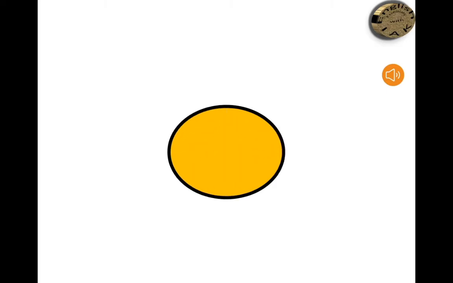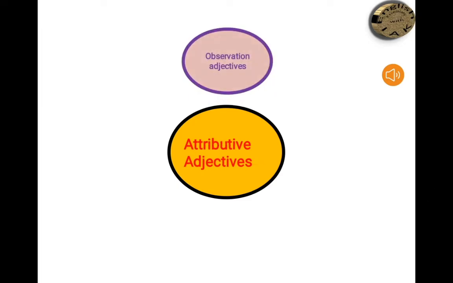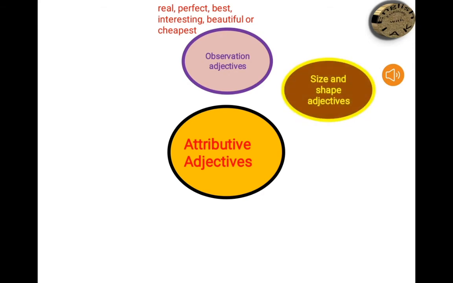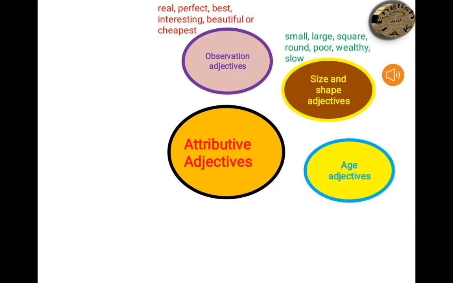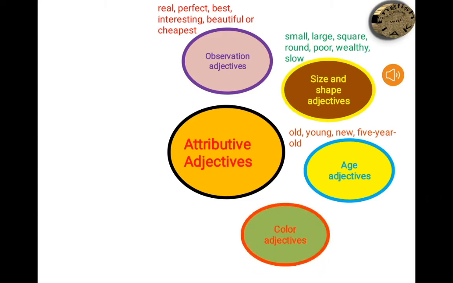There's another category of adjectives which is called attributive adjectives, which is further divided into observation adjectives, for example, real, perfect, best, interesting, beautiful, or cheapest. Then size and shape adjectives like small, large, square, round, poor, wealthy, slow, and so on. Then we have age adjectives, for example, old, young, new, 5-year-old, 10-year-old, etc. Then we have color adjectives, including all colors like pink, yellow, blue, red, green, etc.